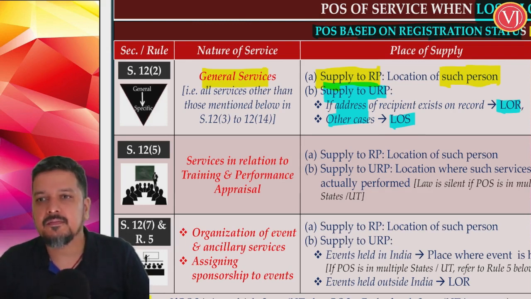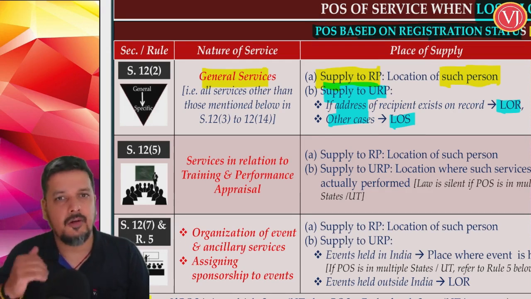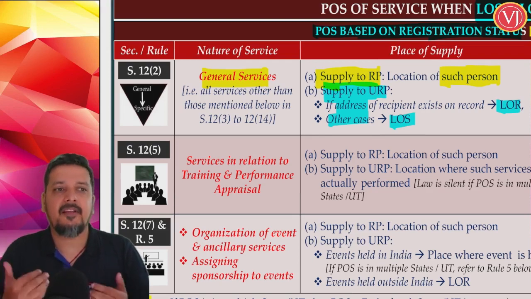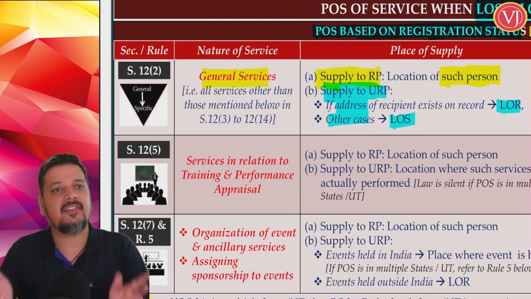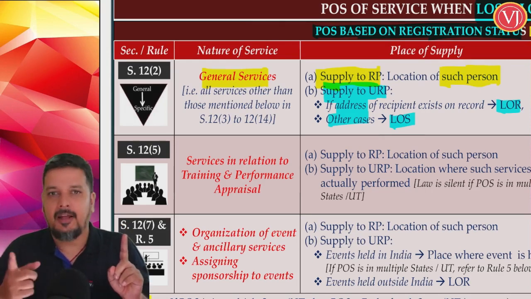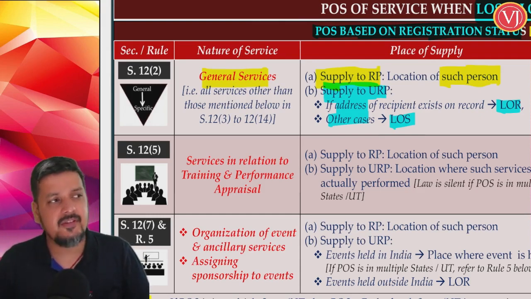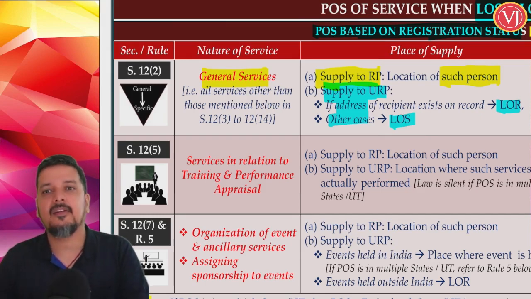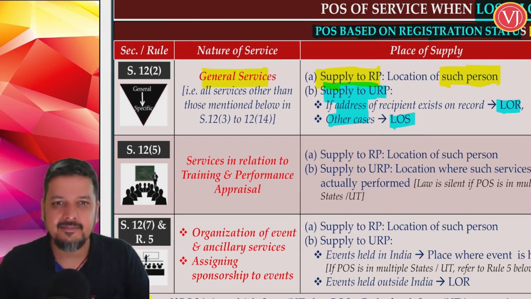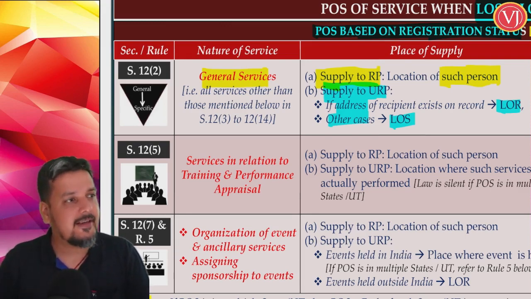B2C, if address is known, location of recipient. If not known, your own location. When I tell place of supply is also location of supplier, it is always a CGST SGST transaction. Why? Location of supplier is, say, Tamil Nadu. Place of supply is also location of supplier, say, Tamil Nadu. It will always be a CGST SGST transaction. General case. This is nothing but a revision of section 10 again. The general rule of section 12 itself is a revision of section 10.